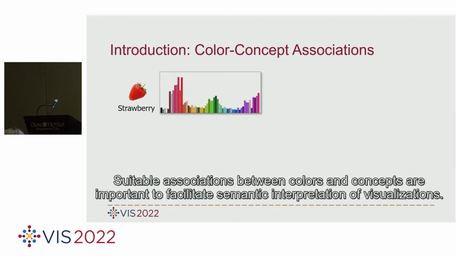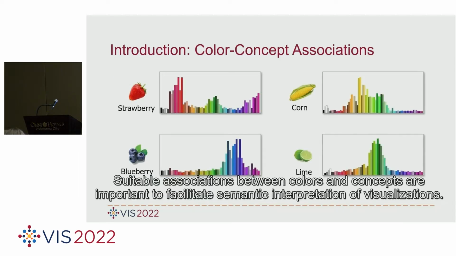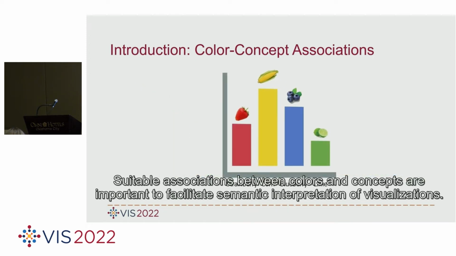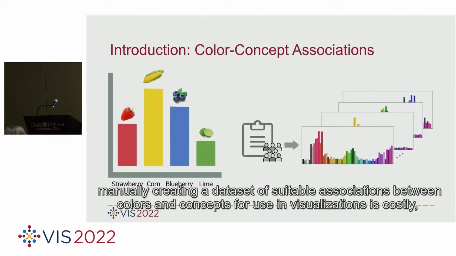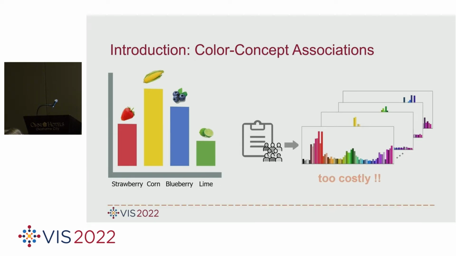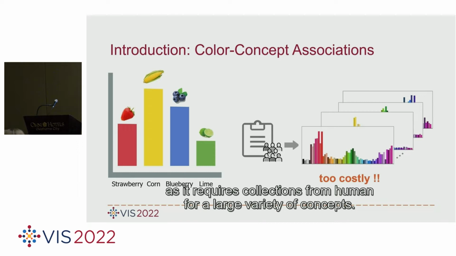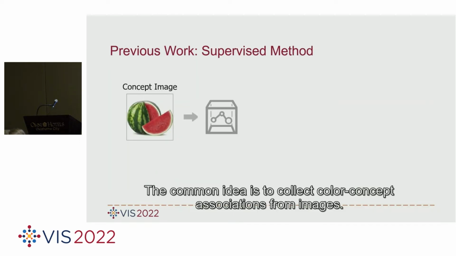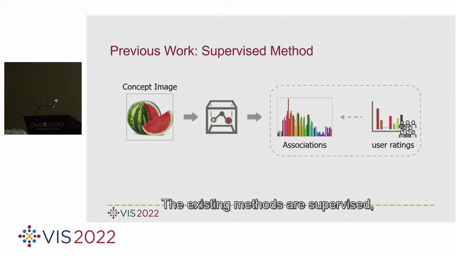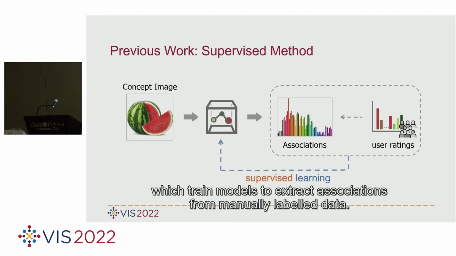Suitable associations between colors and concepts are important to facilitate semantic interpretation of visualizations. However, manually creating a dataset of suitable associations between colors and concepts for use in visualizations is costly, as it requires collections from humans for a large variety of concepts. Therefore, automatic extraction methods are required. The common idea is to collect color concept associations from images. The existing methods are supervised, which train models to extract associations from manually labeled data.